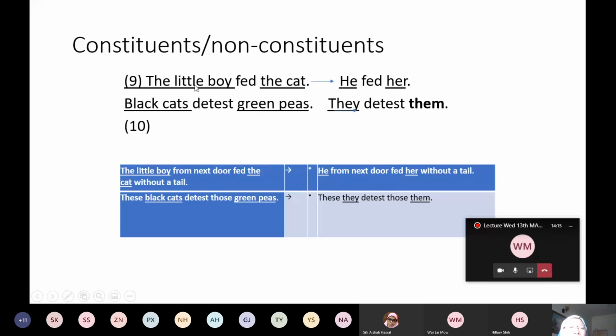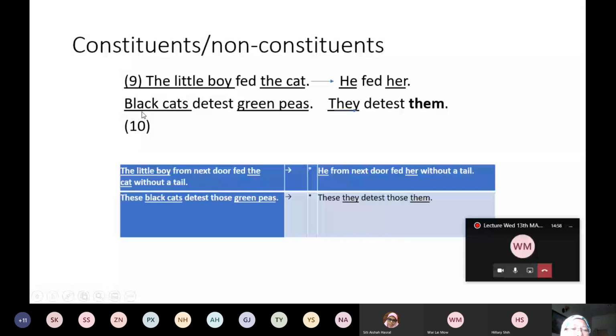So by virtue of the fact that you can replace the little boy with he, it shows that the little boy is a constituent, because it can be represented by a single pronoun. The little boy is one group of words which has one meaning. When you substitute it with the pronoun, it also gives you that same meaning. So by virtue of that, we say that the little boy is a constituent. And then the cat is also a constituent because you can replace it with her.